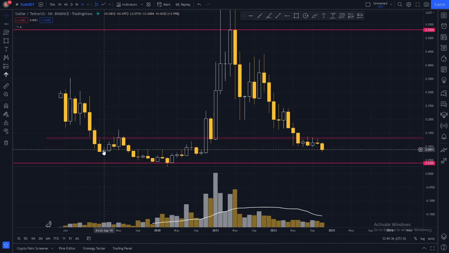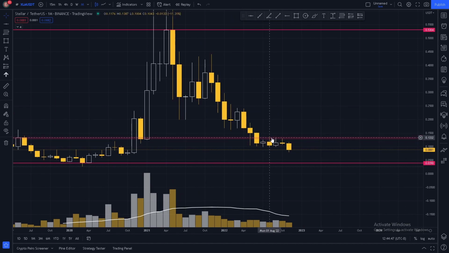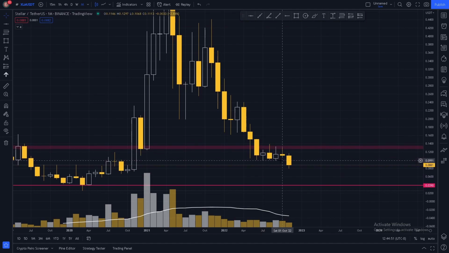Where we can see price came down, hit, acting as resistance before reversing. Price broke through, pulled back, acting as support, and we see price broke through and rejecting this level as resistance. And as we see, price is following through to the downside on this candle.